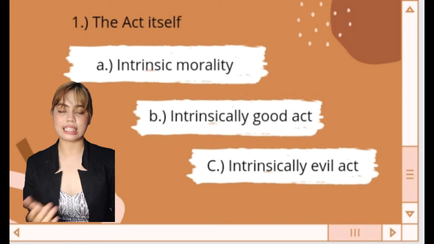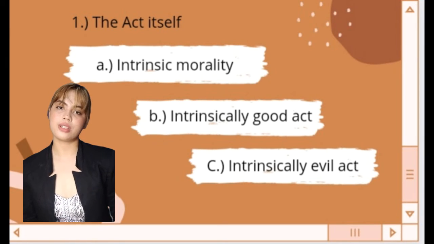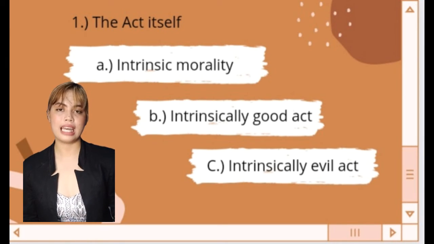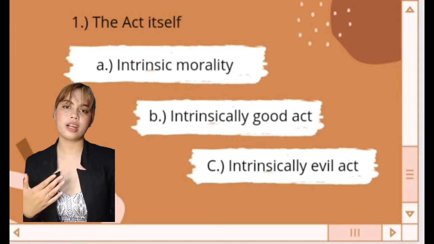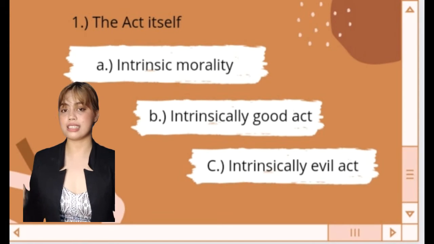The first one is the act itself. This refers to the deed done or performed. It is technically called the object or nature of the act. It is the primary determinant of morality. And the following are the moralities under the act itself.